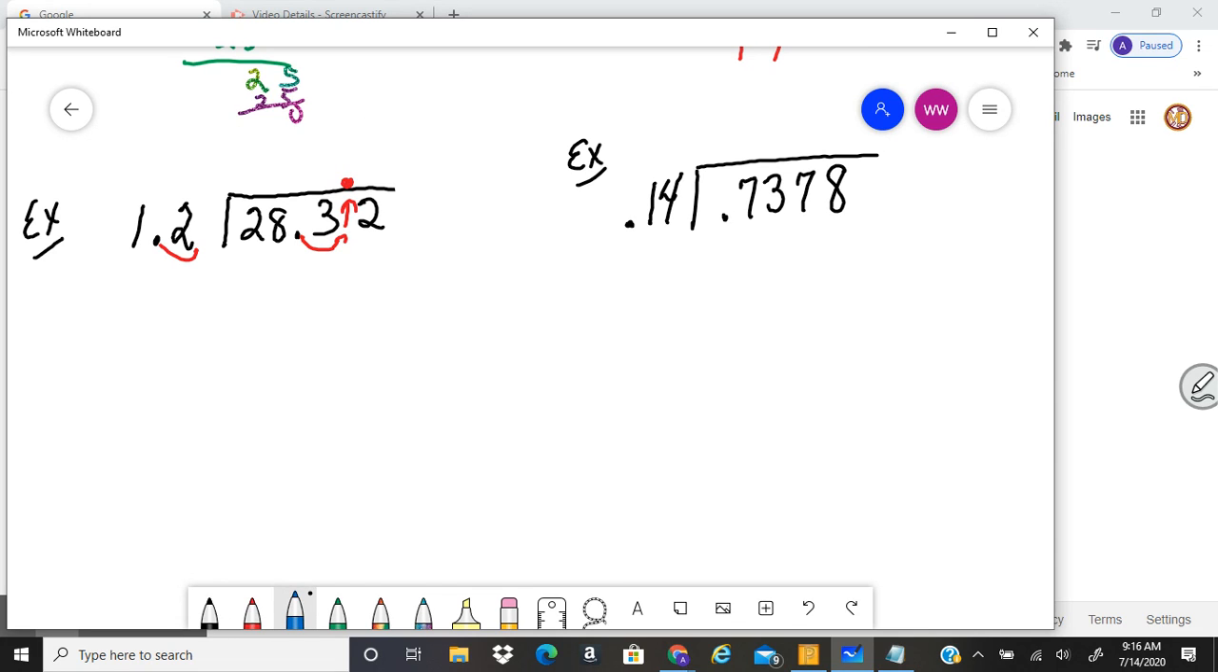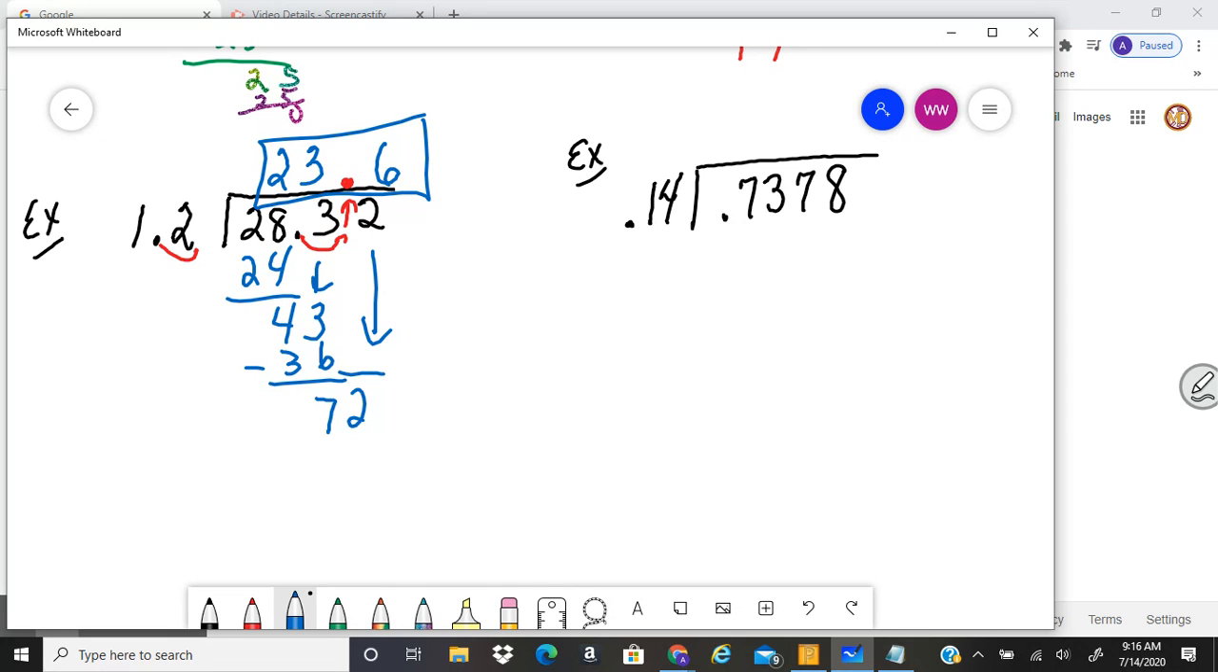Now I take 12 into 28, goes 2 times, gives me 24. Subtract, bring down the next digit, gives me 43. 12 into 43 is 3, gives me 36. Subtract, coming down gives me 7. Bring down the 2. Then 12 into 72 is 6. That's where those 12 times tables come into play. So I get 23.6.